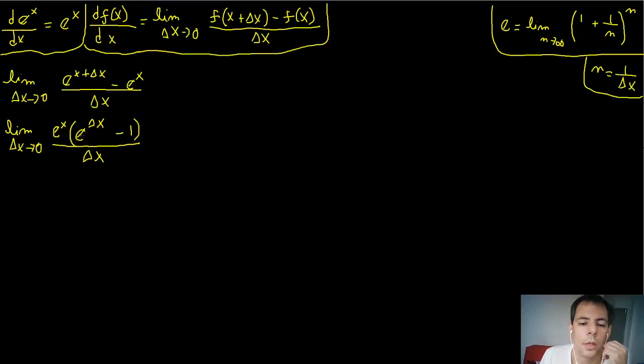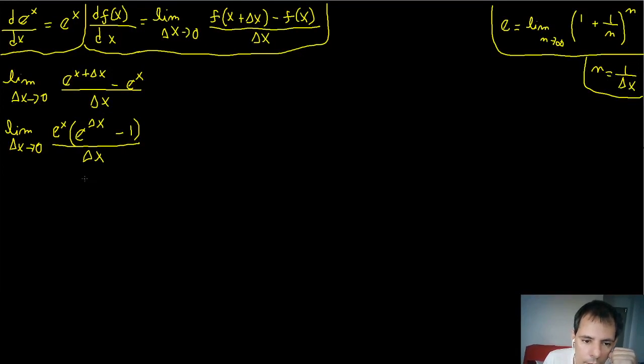Okay. So you can see that this thing right here is the same as that. They're the same. e to the x times e to the delta x is e to the x plus delta x, and e to the x times 1 gives minus e to the x. So it's just a different way of writing the same thing.